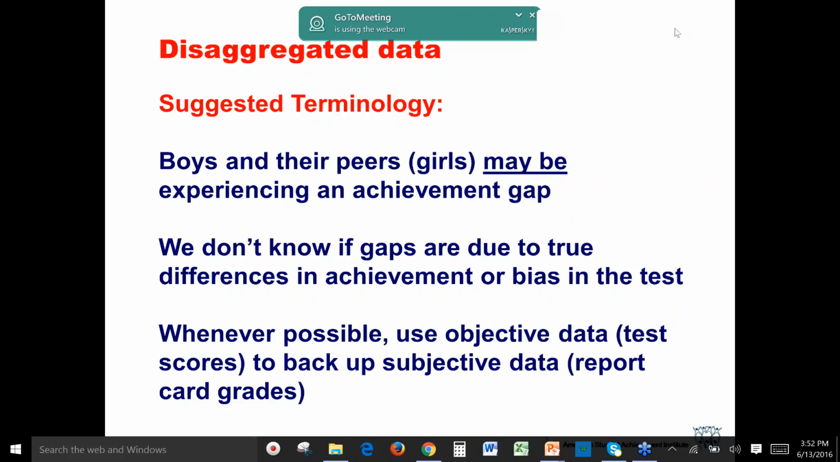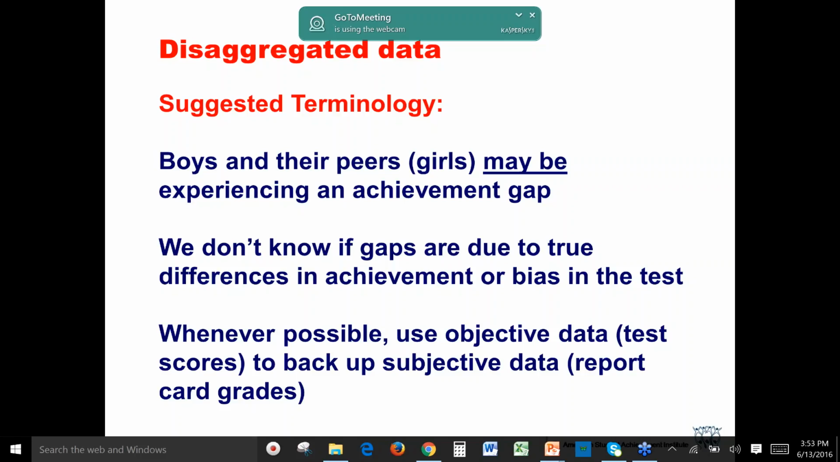In terms of suggested terminology, when we're looking at disaggregated data, we like to soften the statements that we're making. So we might say that this data shows the boys, or girls, may be experiencing an achievement gap. So we'll always say maybe. The reason we do that is that we don't know if the gaps are real or if they're possibly due to some bias in the assessment or whatever. So we'll always soften our statements there a little bit.